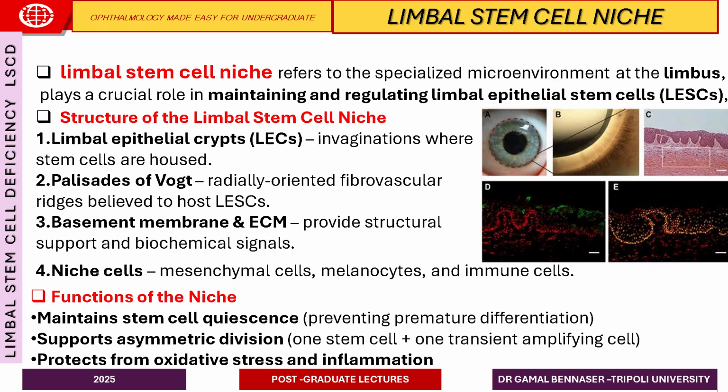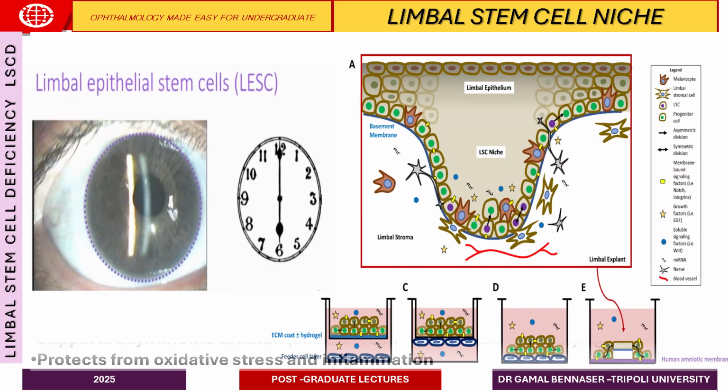Another thing is that it supports asymmetric division. It means that when one stem cell divides, it provides one transient amplifying cell and one daughter cell to maintain the population of the limbal stem cells. Another thing, it protects from oxidative stress and inflammation, so the presence of these cells within the crypts of the palisades of Vogt helps to protect them from being exposed to inflammation and damaged by any immunological reaction.